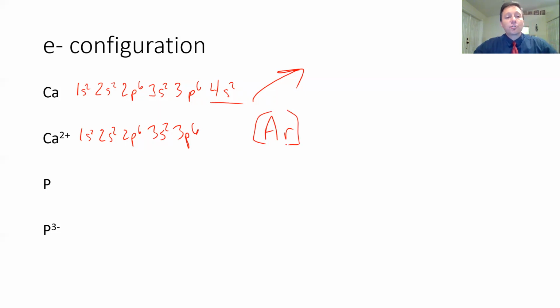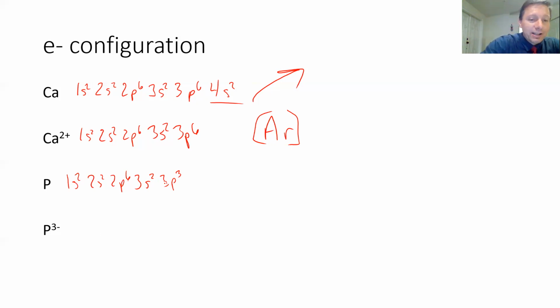So now we have phosphorus. So we'll deal with a metal, now a non-metal. Remember, they are different. So if we look at phosphorus here, we have 15 electrons. So we have 1s2, 2s2, 2p6, 3s2, 3p3. Now when we get the negative charge, remember it's going to become larger because it's gaining.